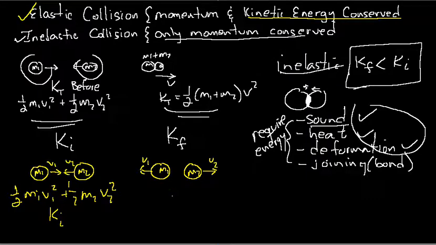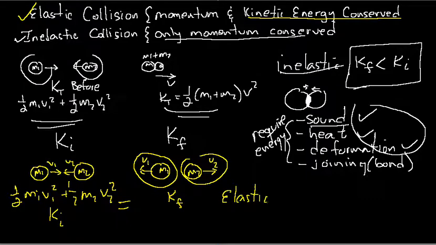So our final kinetic energy would be the kinetic energy of this one plus this one. That final kinetic energy and our initial kinetic energy will be equal. So what we have to say about elastic collisions is that the total kinetic energy of our system before the collision will be equal to the kinetic energy after the collision. That's only for perfectly elastic collisions, which in principle may not exist because you're always going to have some energy loss when things collide.